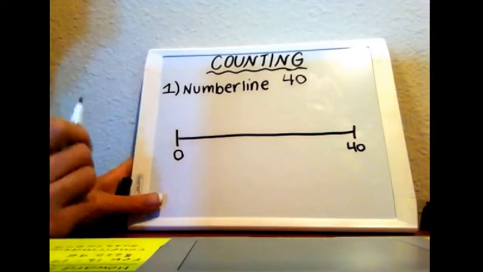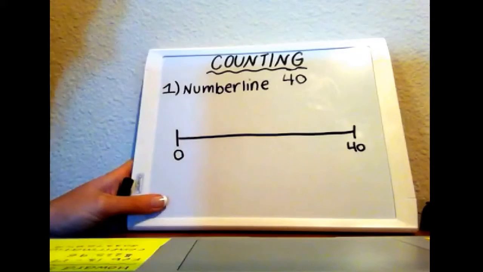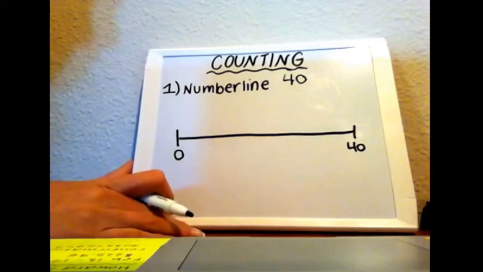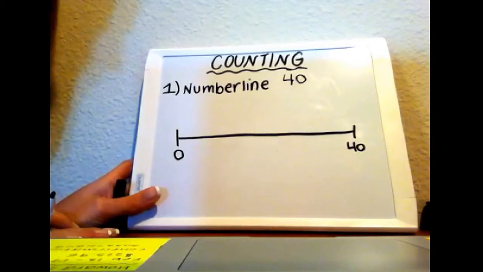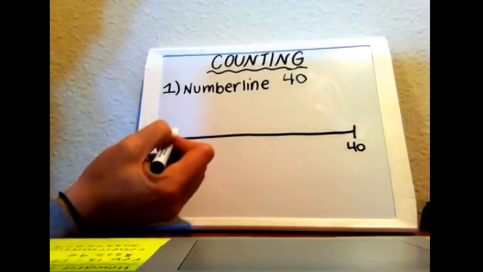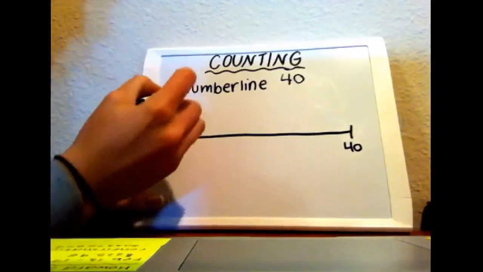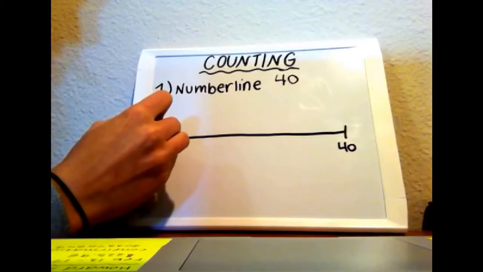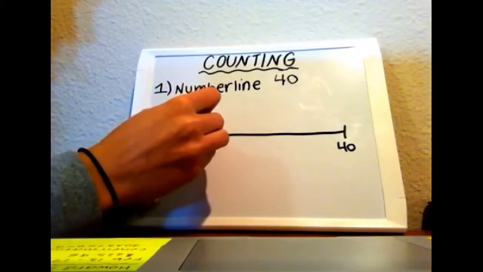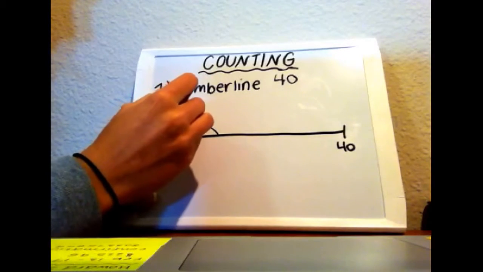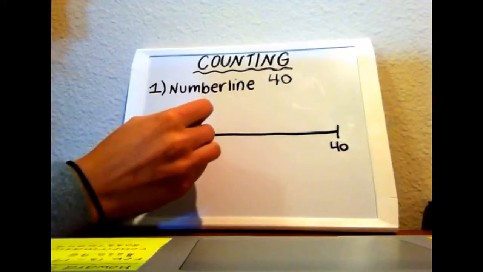So instead of counting this by ones, which could take quite a while, we'll count this by numbers that are easier to add, such as 5 or 10. So we know that 40 is made up of 4 groups of 10, so I'm going to jump 4 times, adding 10 each time. So the first time, add 10, which will bring me to 10.